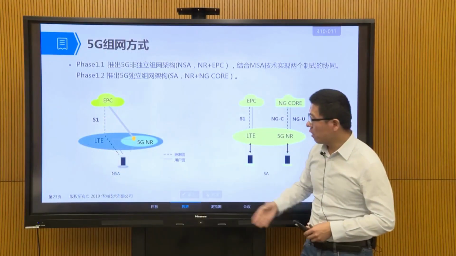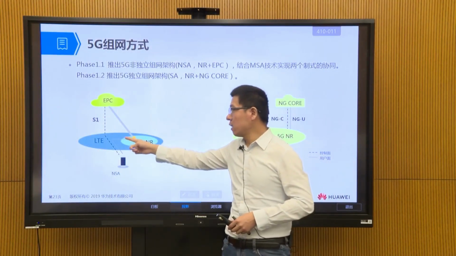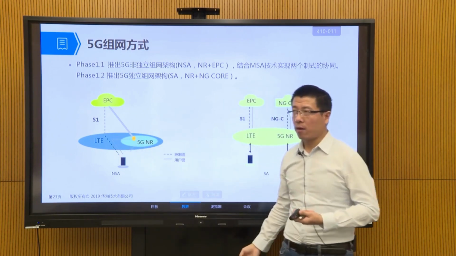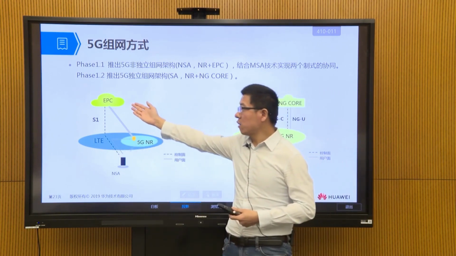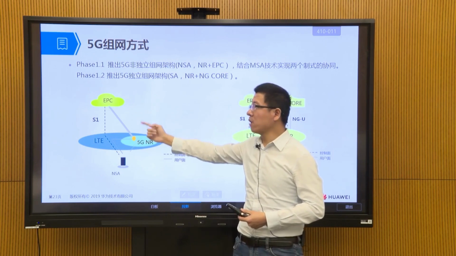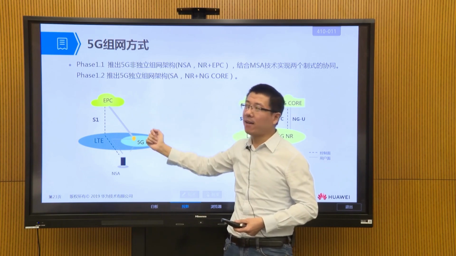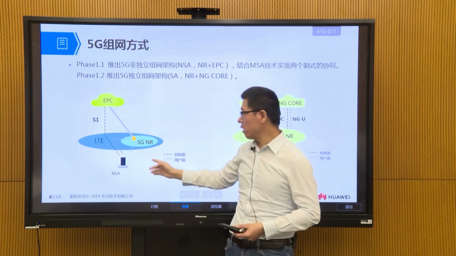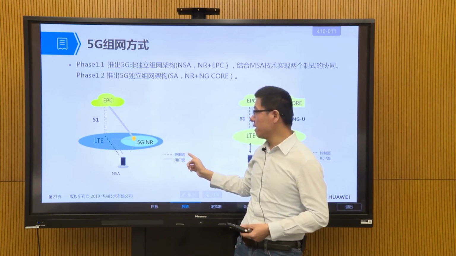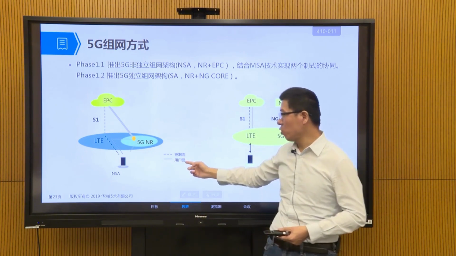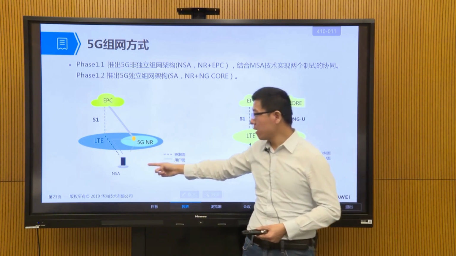What are their characteristics? For this non-standalone networking, we see that the 5G base station needs to be networked with the 4G base station. Then it is followed by the 4G EPC core network. Of course, this EPC core network needs to be upgraded. In fact, it needs to be upgraded to EPC+ at this time. The dotted line represents our control plane signaling, the solid line represents our user plane data.